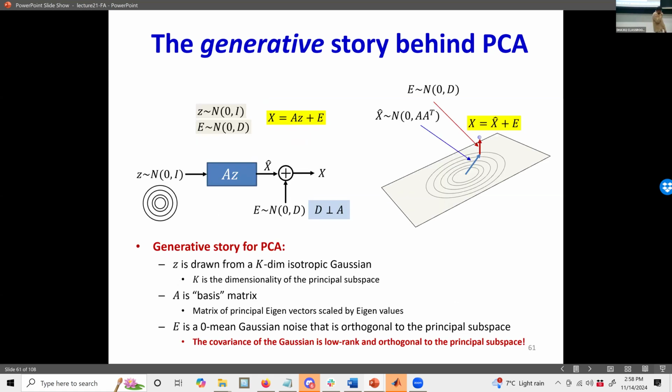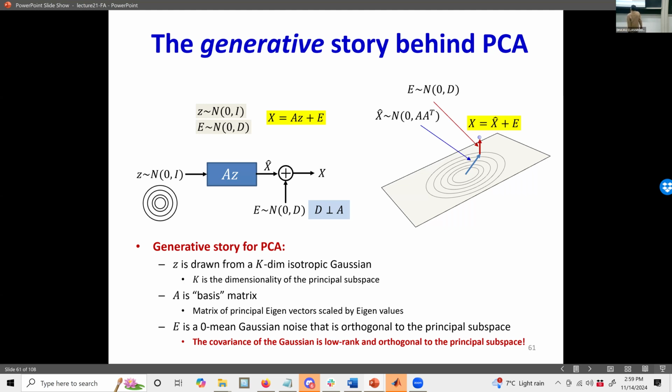You can write the math out for this. I won't spend time on it. But basically, you're saying that I'm drawing Z from a standard Gaussian. I'm putting it through a linear transform A, which is going to give me this new point on the principal subspace. And then I'm adding some noise to it, which is at 90 degrees to the principal subspace. And that's going to give me my data point. So that's the generative story for PCA. The step on the principal subspace is Gaussian. The step 90 degrees to the principal subspace is also Gaussian. So the overall distribution is going to be Gaussian, right?